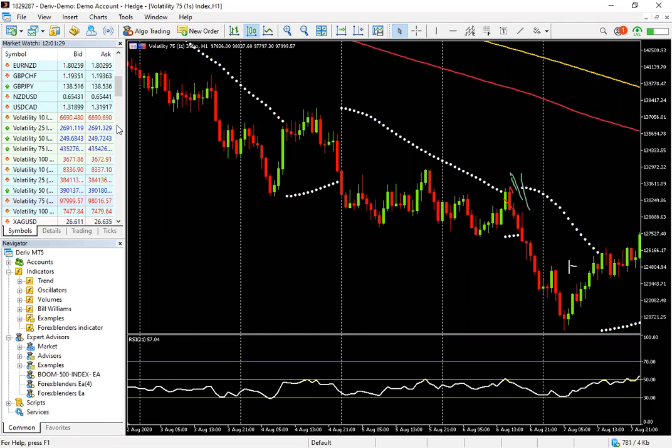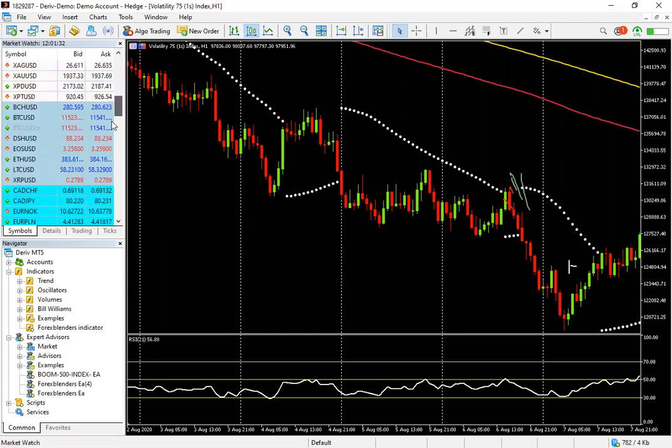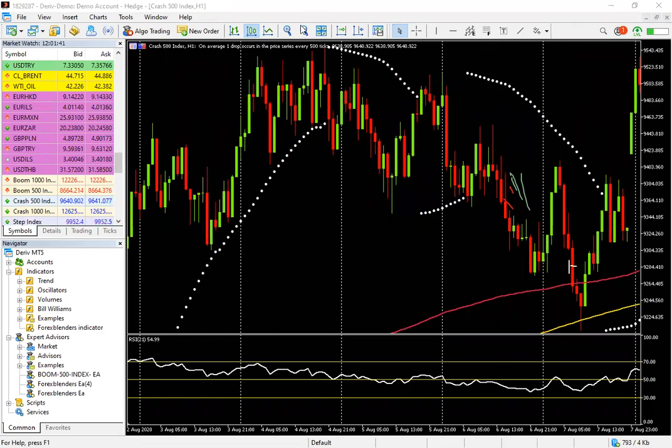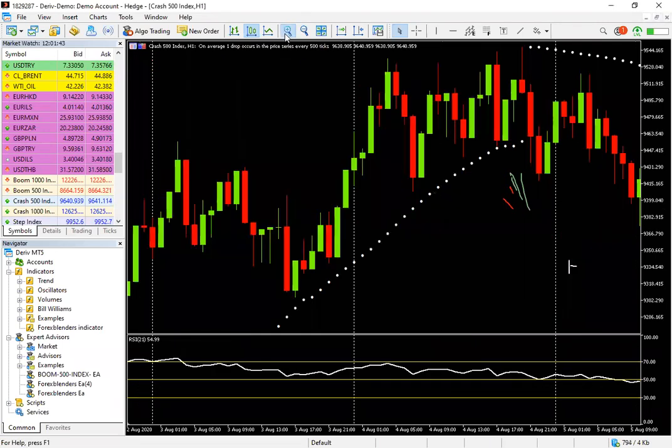So I'll go to Crash 500, then from there I can explain the divergence and the RSI. So RSI is just to show me the overbought and oversold conditions. So let me zoom out.